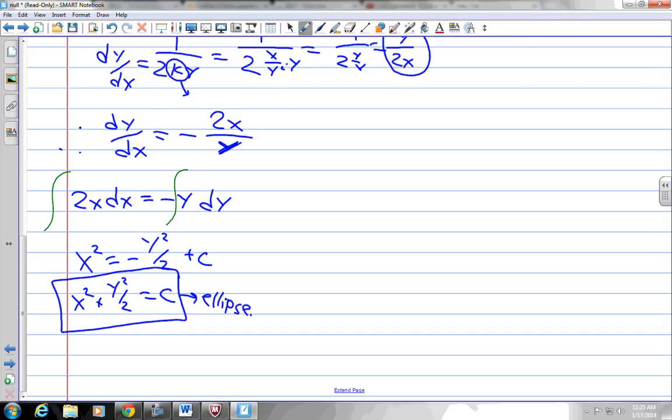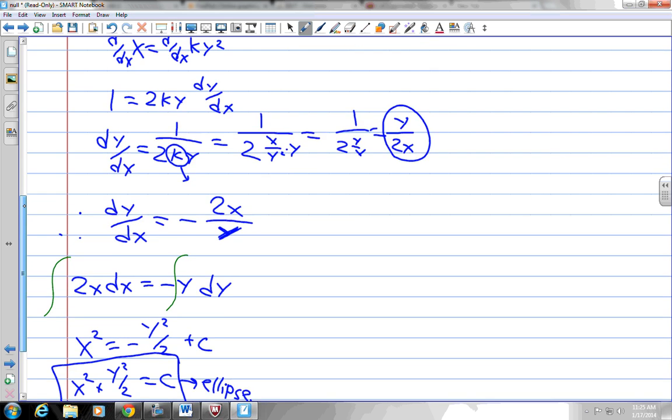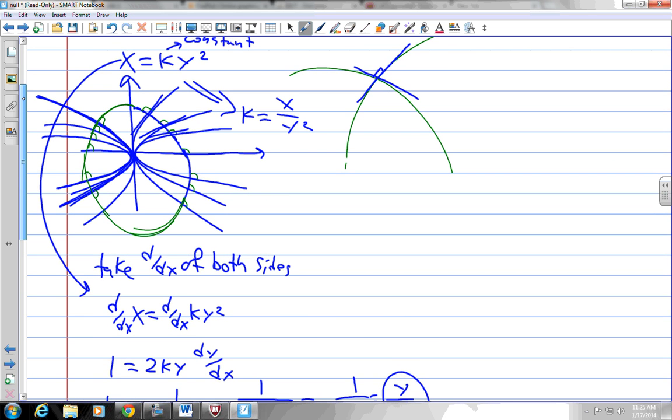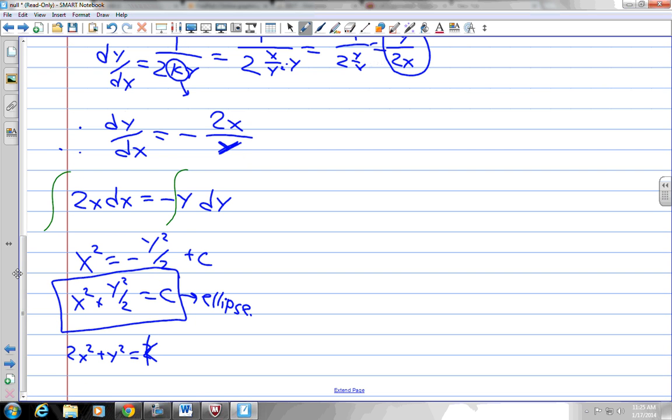Yeah, you can write it as 2x squared plus y squared equals some other constant, so 2c or k, whatever you want to call that. And that's kind of what we thought would happen. Does that make sense? And so that's your ellipse that gives you a right angle.